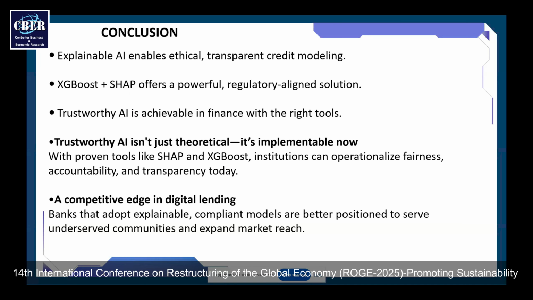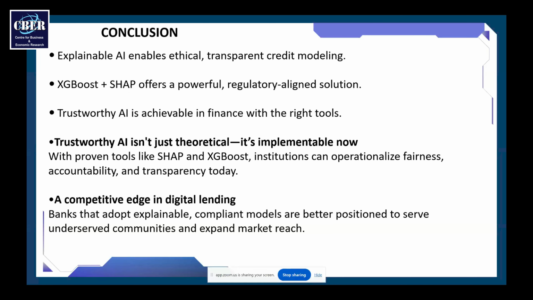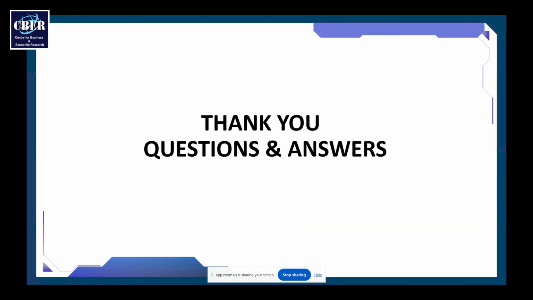So, in conclusion, explainable AI enables transparent credit modeling. XGBoost and SHAP, they are very powerful as we can see. They predict very well. But SHAP goes the extra mile to explain why decisions are taken. Trustworthy AI isn't just something that is theoretical. It's implemented now and it shows transparency, and financial institutions should adopt SHAP.